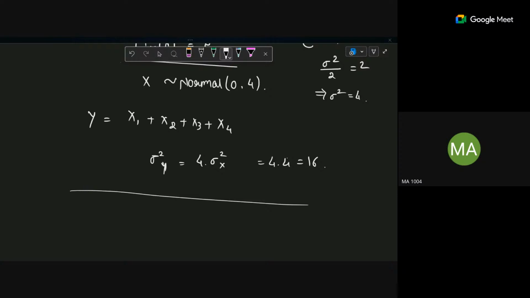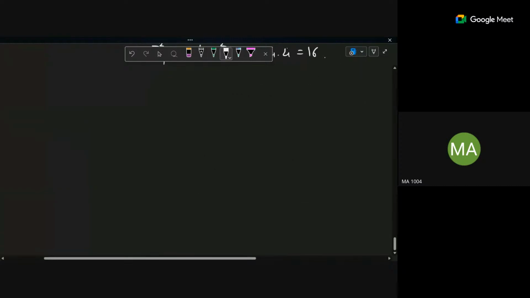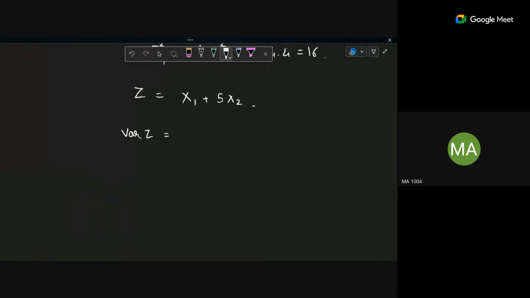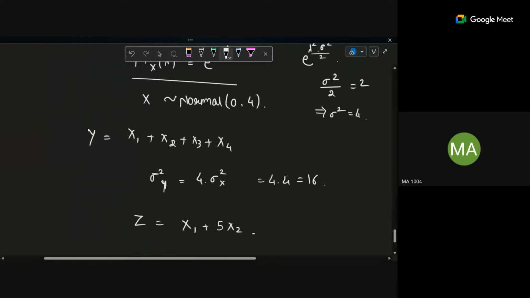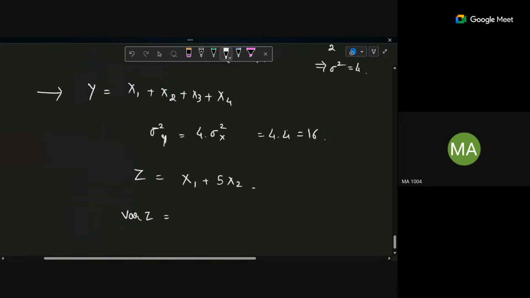One more thing. Instead of this one, if I change the question, I'm just taking a new random variable: Z is equal to x1 plus 5 times x2. Then what is the variance of z? The rest of the things are the same. Similarly, y was a function of x, now I am taking z as a function of x.